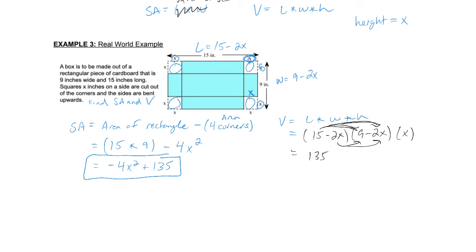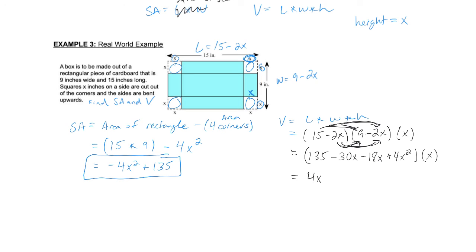15 times negative 2x is negative 30x. Negative 2x times 9 is negative 18x. And then negative 2x times negative 2x is positive 4x squared. And then we have to multiply that whole piece times x. So essentially we're going to add x. I'm going to write it in standard form though.